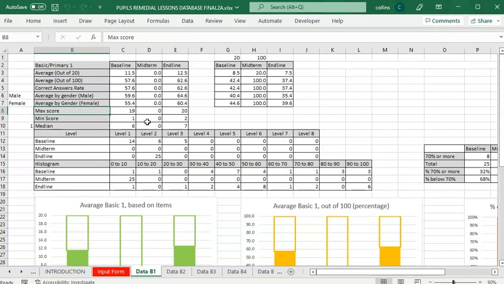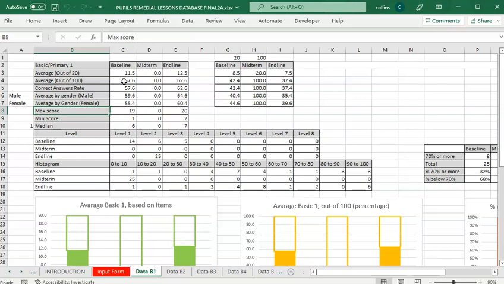The minimum score here is also 1. That means the minimum mark scored by a pupil was 1, and during the endline it was 2. The median, after arranging all the marks in ascending or descending order, you will see that we have 6 and 7 here. All right, that's showing a marginal increase.